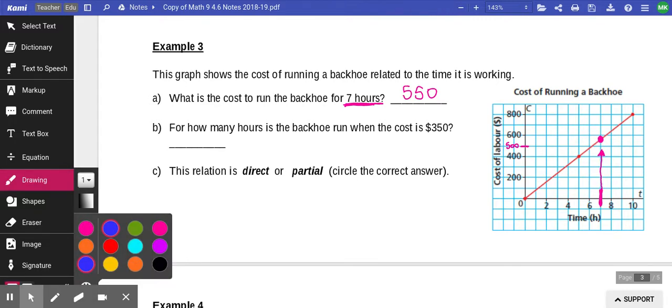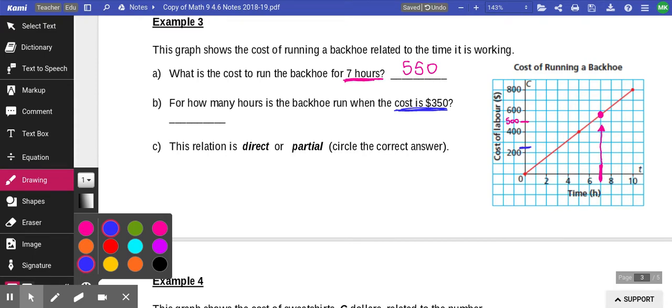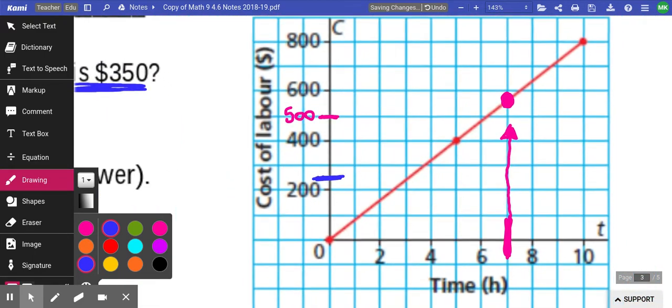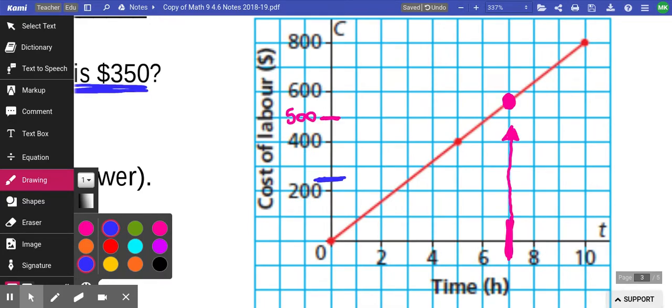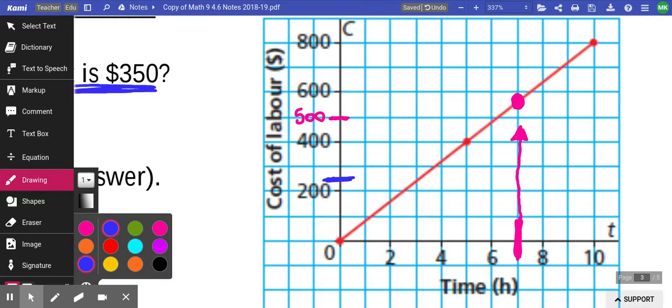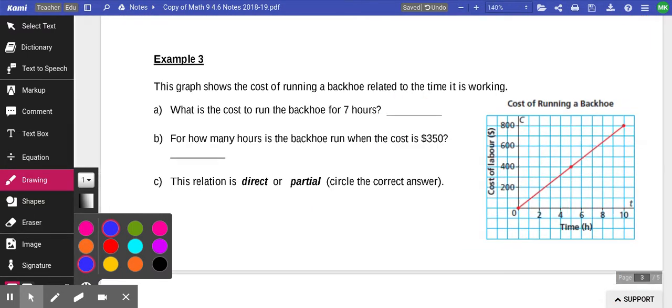How many hours is the backhoe run when it costs $350? So this time they gave you a y value because they gave you a cost. That means you're looking on your graph for where 350 is. 350 is approximately there, right? It's not actually on a line, so it's in between the line and 200. And then you need to go straight right to this point. And I would say that is run for 3 hours.